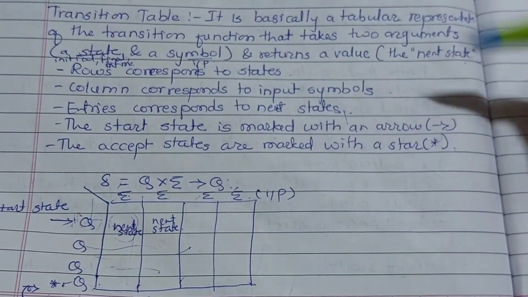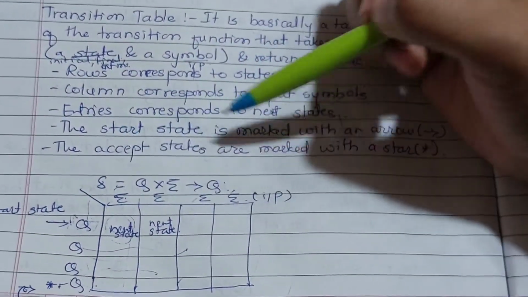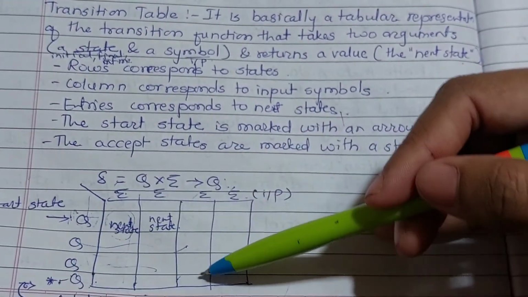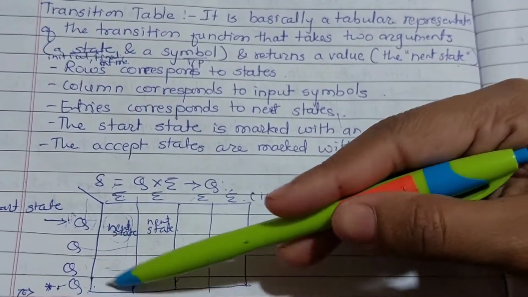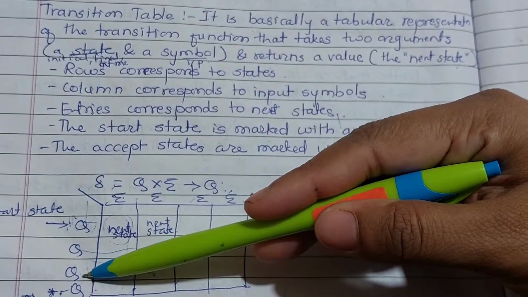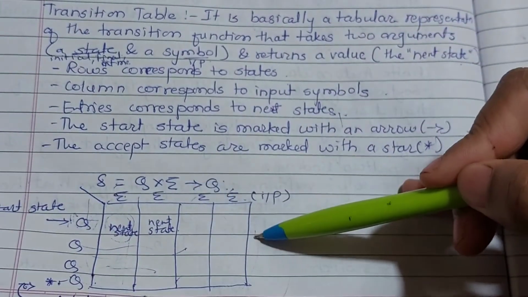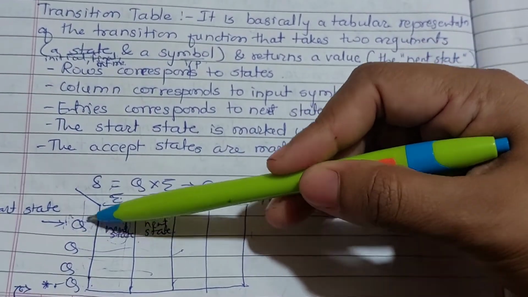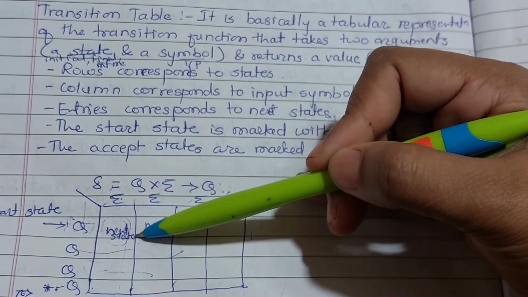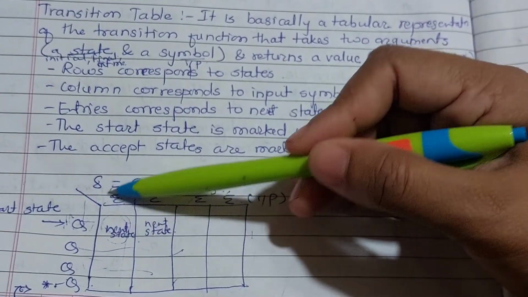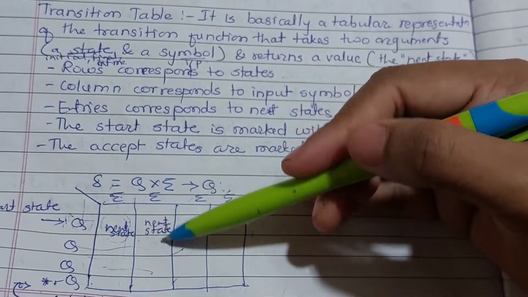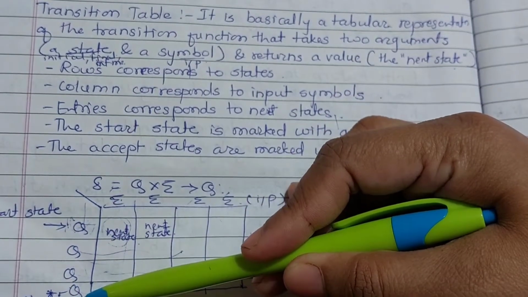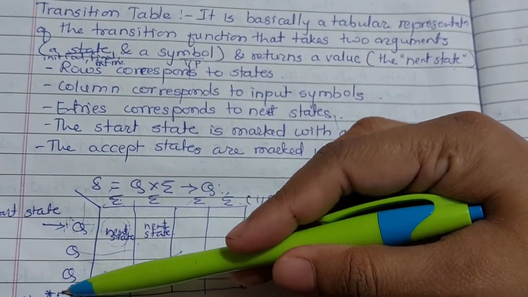The start state is marked with an arrow, and the acceptance states, or you can say the final states, are marked with a star. Now check here the table. If you check, these rows correspond to the states and columns correspond to the input symbols. Now check the entries in this table. Q, that is the current state, on some input symbol is going to the next state or new state. So this is the entry in the table, that is the next state or new state. Now check here, an arrow is there, that means this is the initial state, and this is the final state, which is represented with the help of a star.